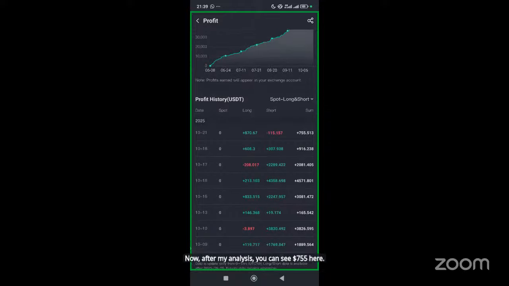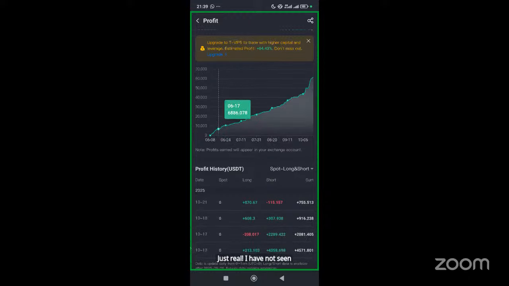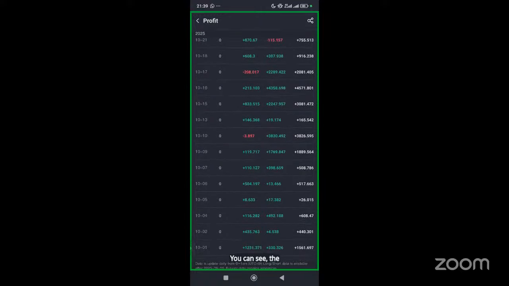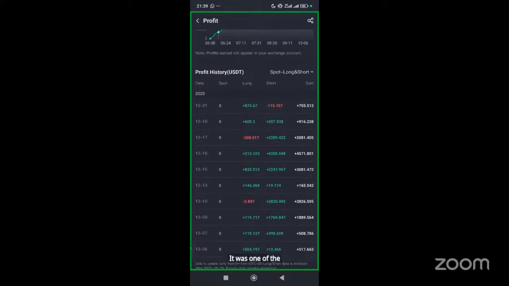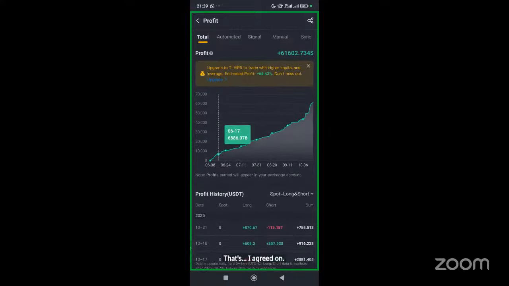So what we're doing here is just real. It's just real. I have not seen a robot like this. You can see the day that I made $3,830, it was minus $3. What was that? It was one of the trades that triggered on the stop loss that I agreed on, right? That actually reduced that particular money.